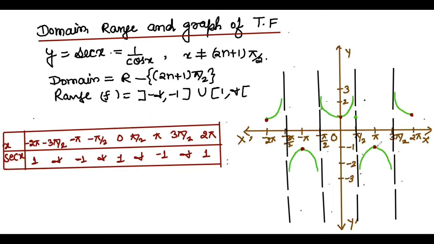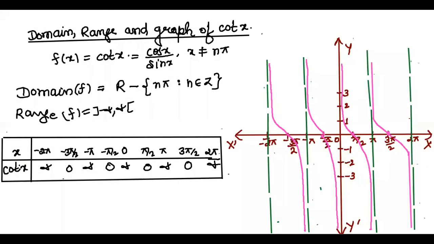Then in the third quadrant, between pi to 3 pi by 2, the graph of sec x decreases from -1 to -infinity. And in the fourth quadrant, between 3 pi by 2 to 2 pi, sec x decreases from infinity to 1. Here we will discuss domain, range and graph of cot x.